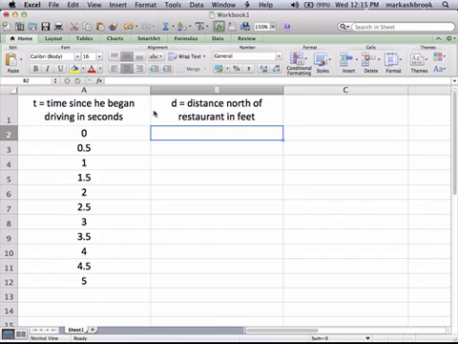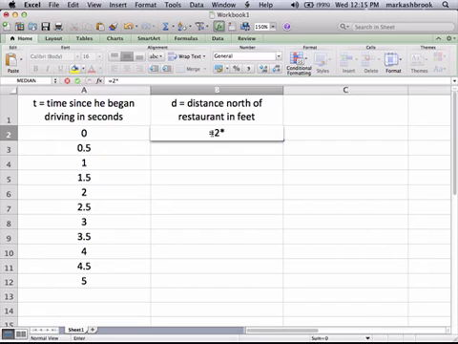Okay, distance traveled is different. It's different. Okay, so here I've got it all by time increments of 1/2. So what is the distance north of the restaurant? How do we find that? Well, you have the formula D equals 2 times whatever t is squared minus 7.